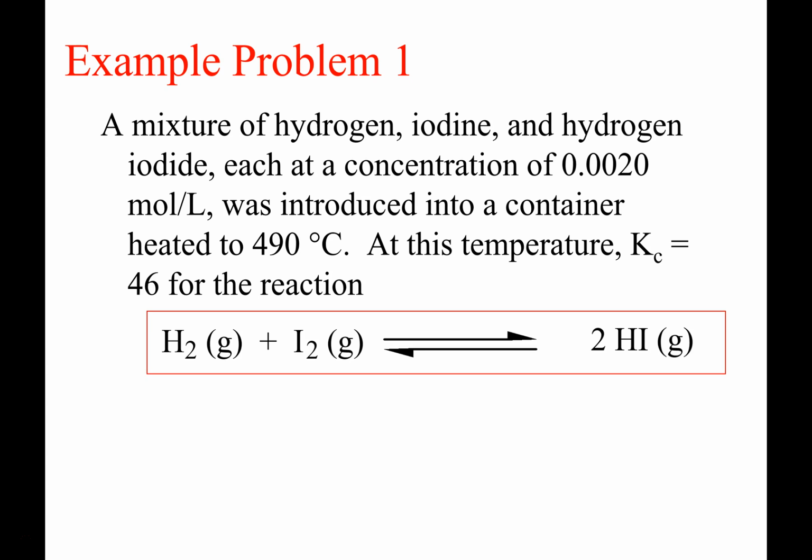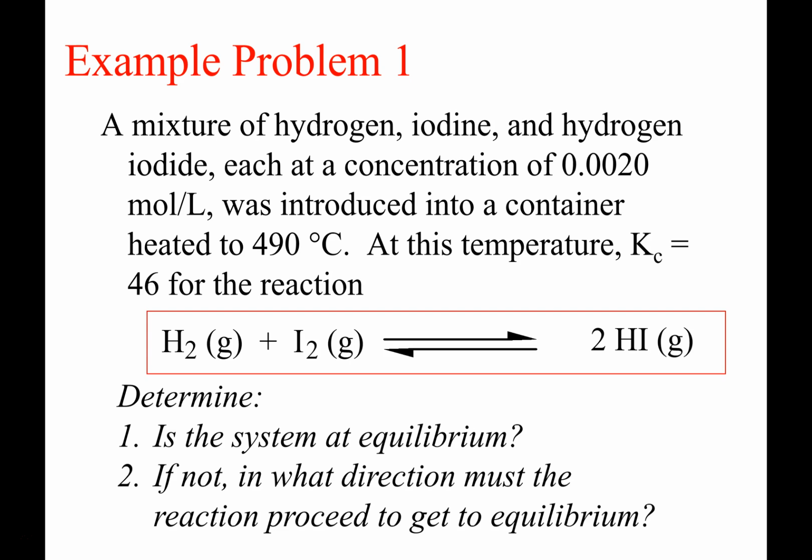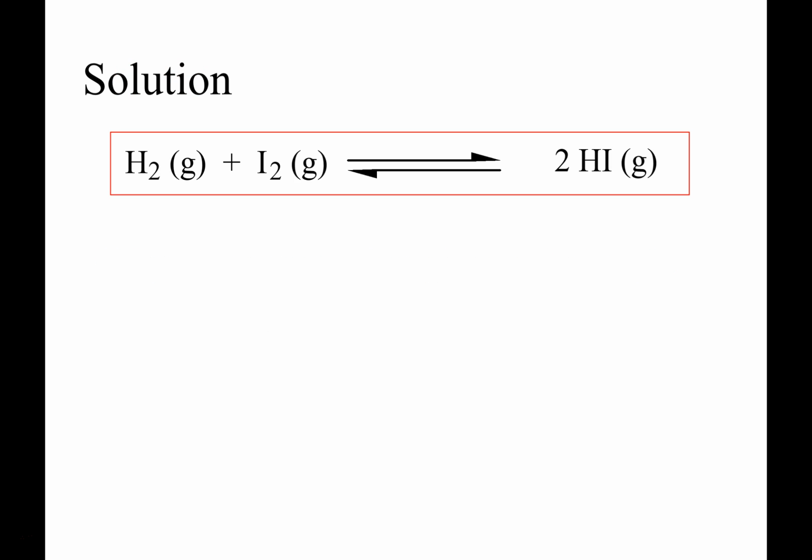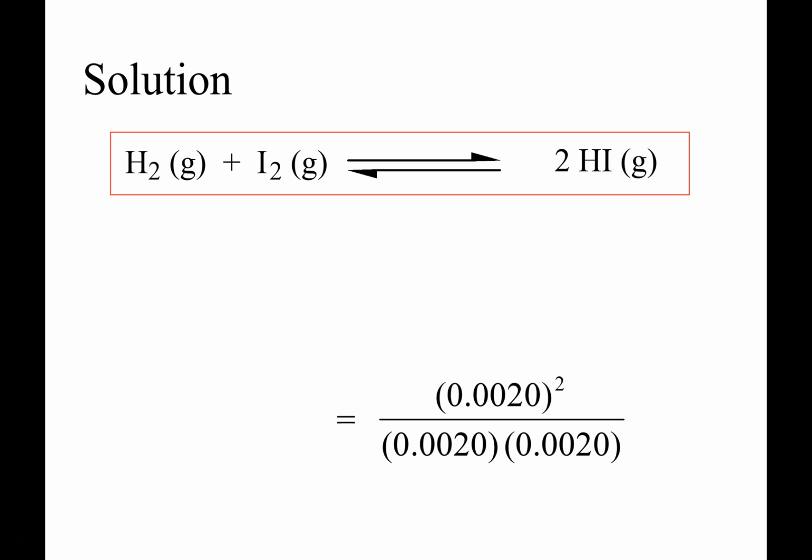So bottom line, what you're going to see down here is we come up with a Qc and we compare it to Kc to see what's got to happen. Is the system at equilibrium? Well, if our Qc, or reaction quotient, equals 46, yeah. If not, then which direction does it need to go in order to reach equilibrium? Well, it depends on if it's larger than 46 or smaller than 46. So can you see why in this case we need to use a reaction quotient?